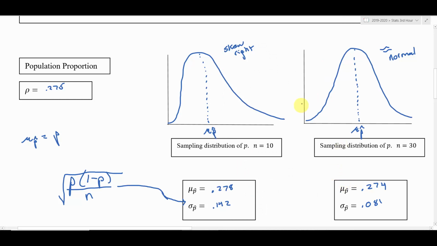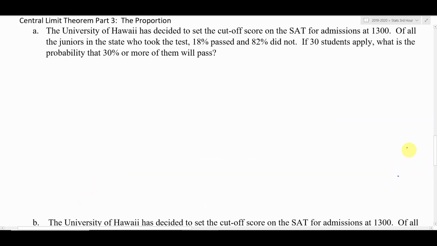So again, just to summarize, for a proportion, it normalizes as we get to 30, as we get sufficiently large. The proportion of the population stays the same through the sampling distributions, and the standard deviation is going to decrease according to this formula right here. All right, so let's look at some problems that we might run into that might use this. We have to recognize situations that are proportions instead of means.